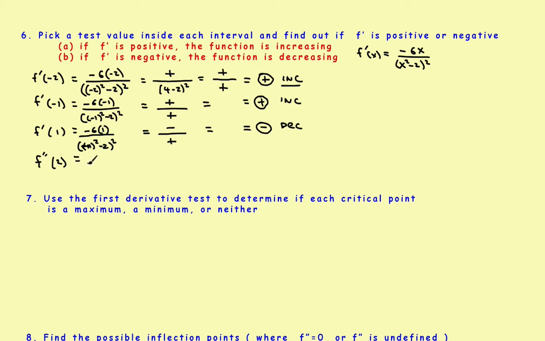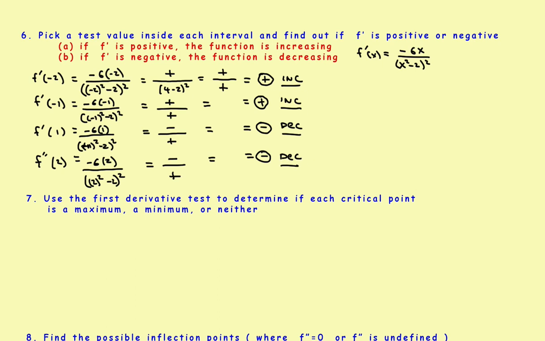Finally, plug in a 2. So I've got minus 6 times 2 divided by 2 squared minus 2 squared. So again, negative 6 times 2 would give me a negative 12, but it just means a negative in the numerator. In the denominator, 4 minus 2 would be 2, but when I square it, it's going to become positive. That means that this is also going to be a negative, and it's going to be decreasing. So it's going to be increasing in the first interval, increasing in the second interval, decreasing in the third interval, and decreasing in the fourth interval.